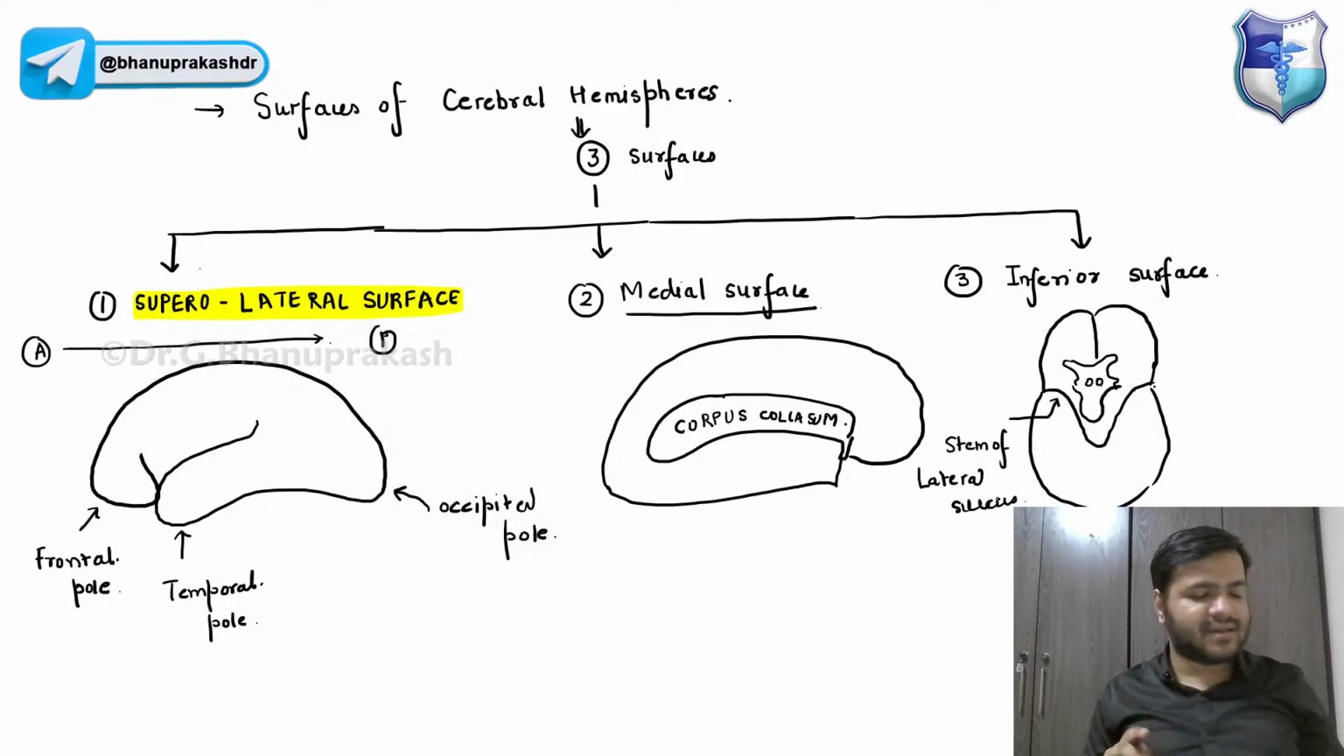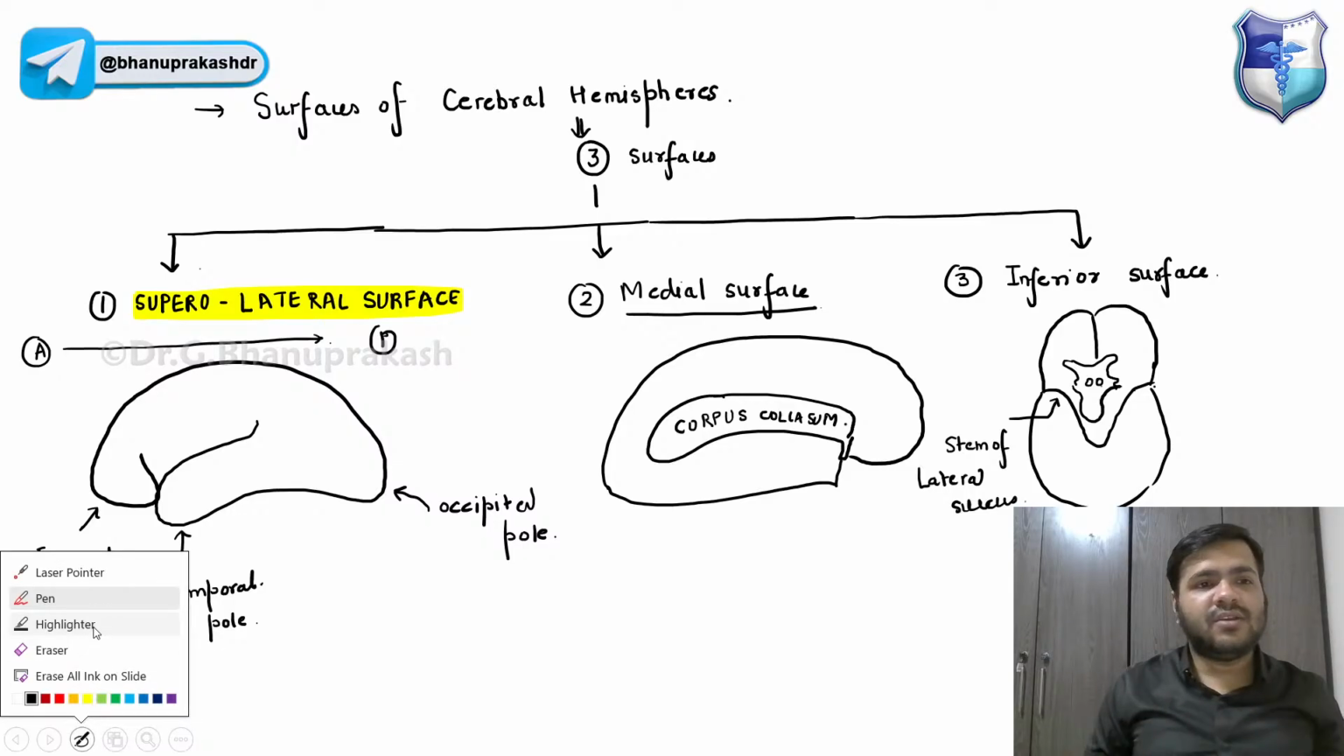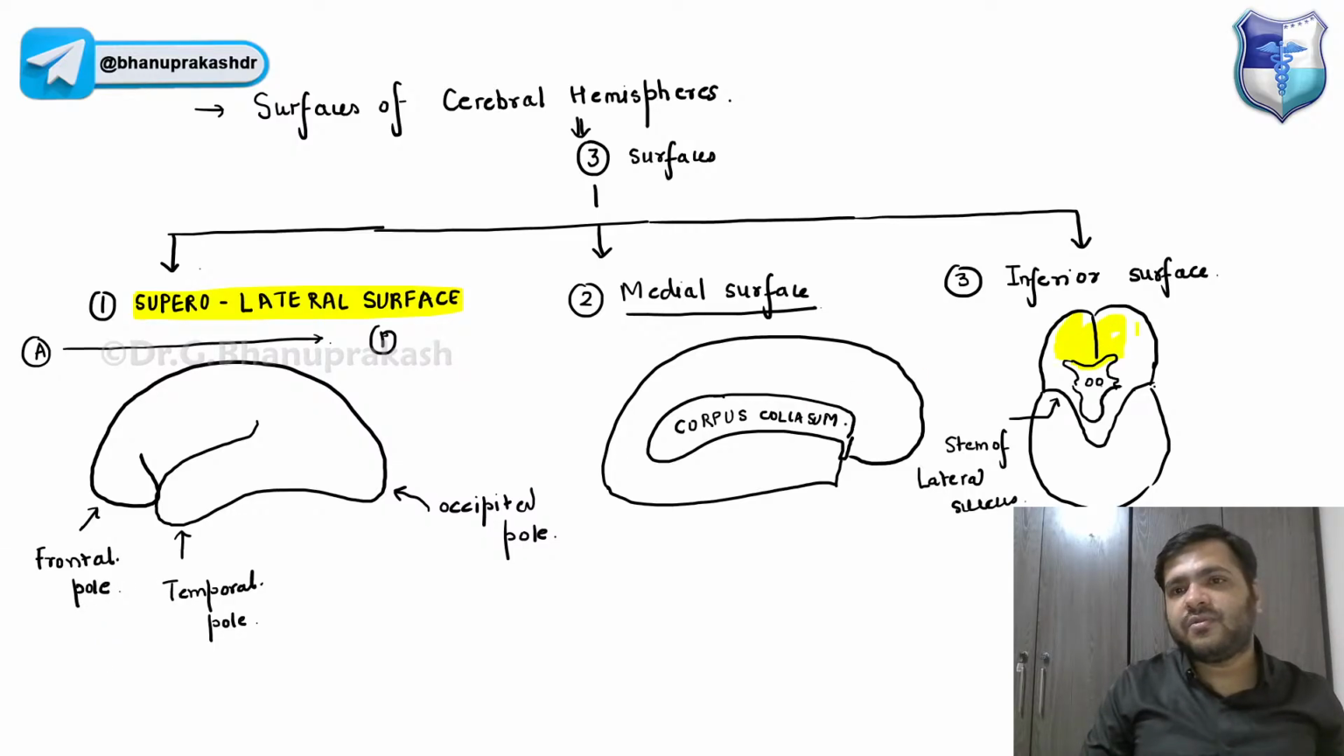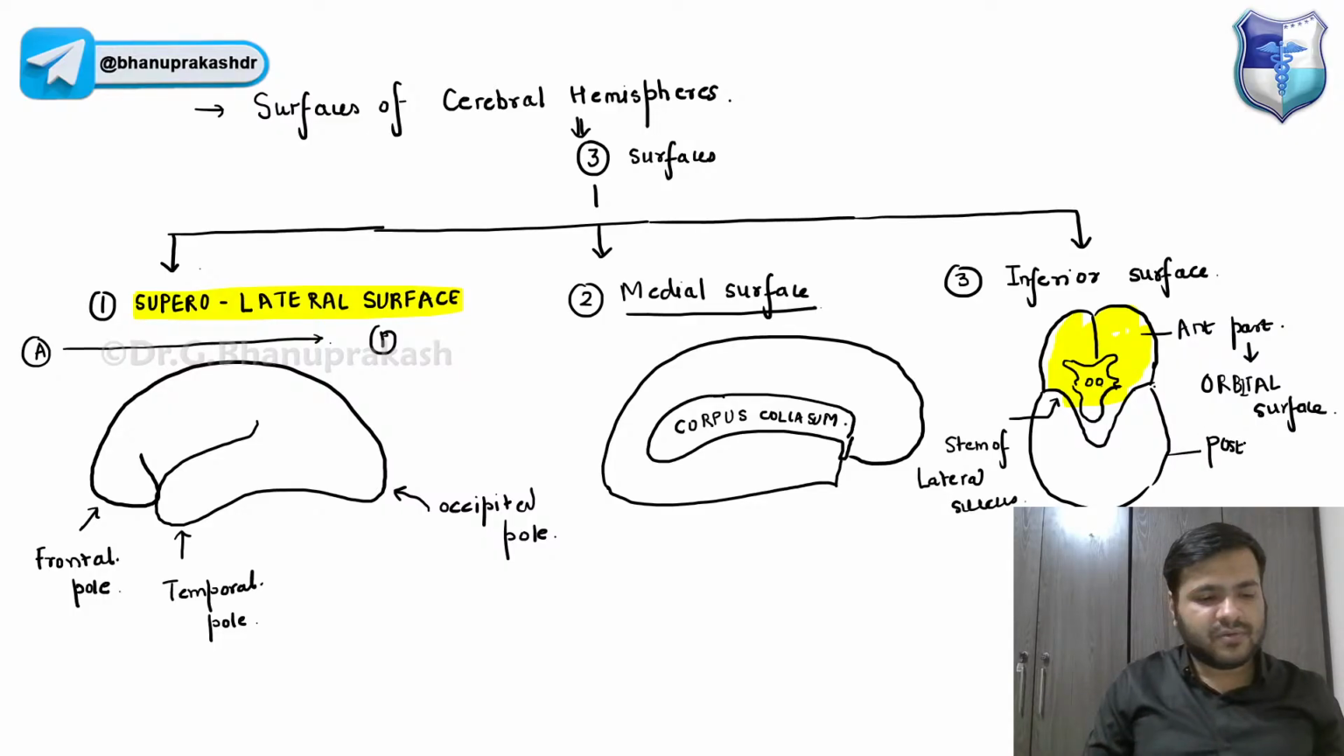I will be coming to the sulcus and gyri, no need to worry. The inferior surface is divided by the stem of the lateral sulcus into two parts, guys. The anterior part, remember the anterior part, is called the orbital surface. And the posterior part, this large posterior part, is called the tentorial surface.